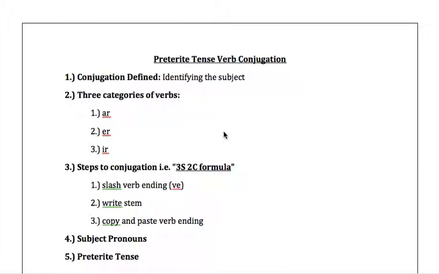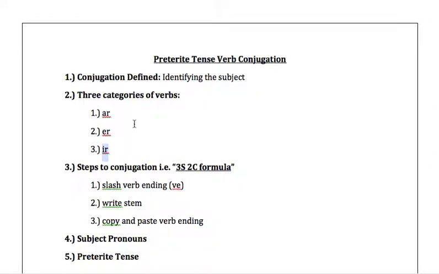Just as a brief review, when we're talking about conjugation, the importance of it is identifying the subject or the individual. Who are we talking about? That's why conjugation is essential to Spanish. There are three categories of verbs in Spanish. There's the AR verb, the ER verb, and then the IR verb.